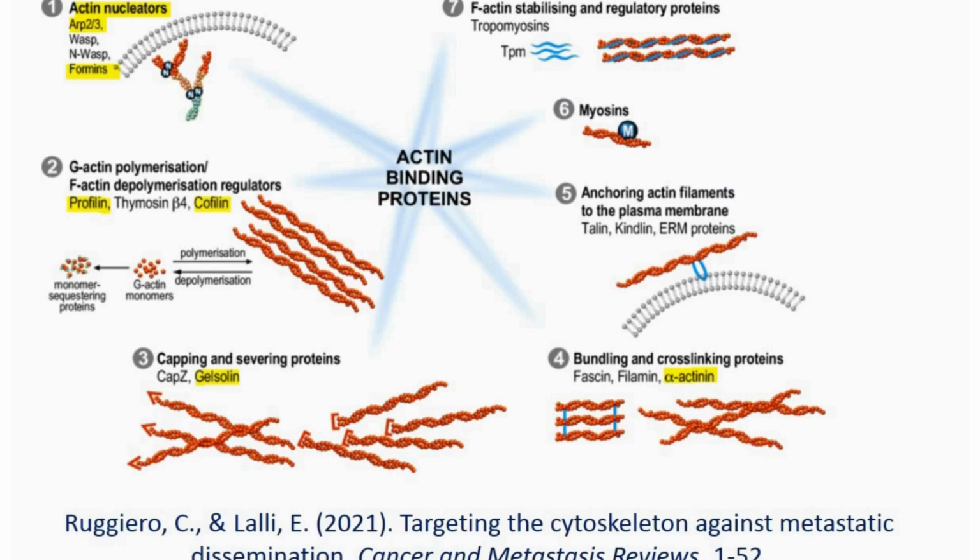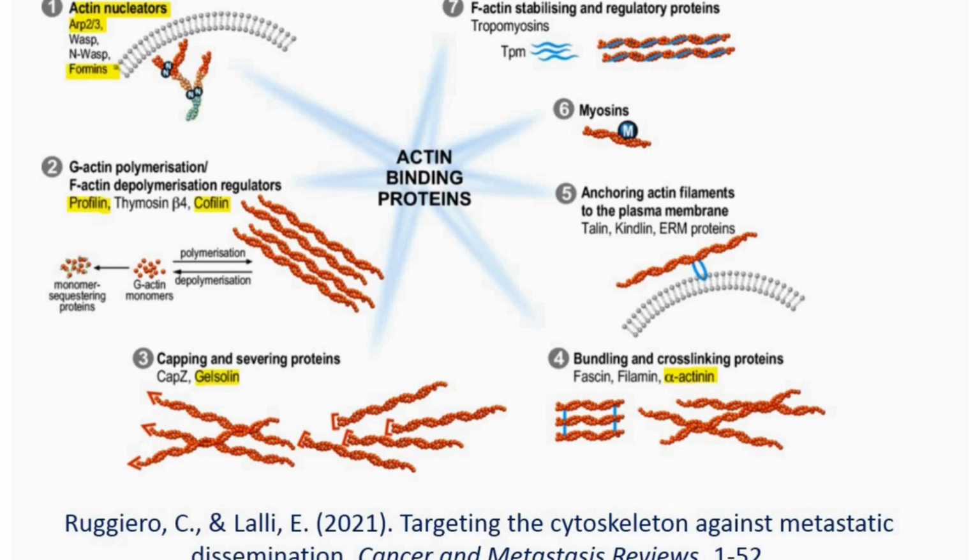Next is anchoring actin filaments to the plasma membrane, which we will discuss when we discuss the RBC membrane or erythrocyte membrane. We have talin, kindlin and ERM proteins. Of course, the major motor of actin, myosin, is the sixth category of the actin binding proteins, and in seventh position we have F-actin stabilizing and regulatory proteins, the tropomyosins. Those are the stabilizing and regulatory proteins.